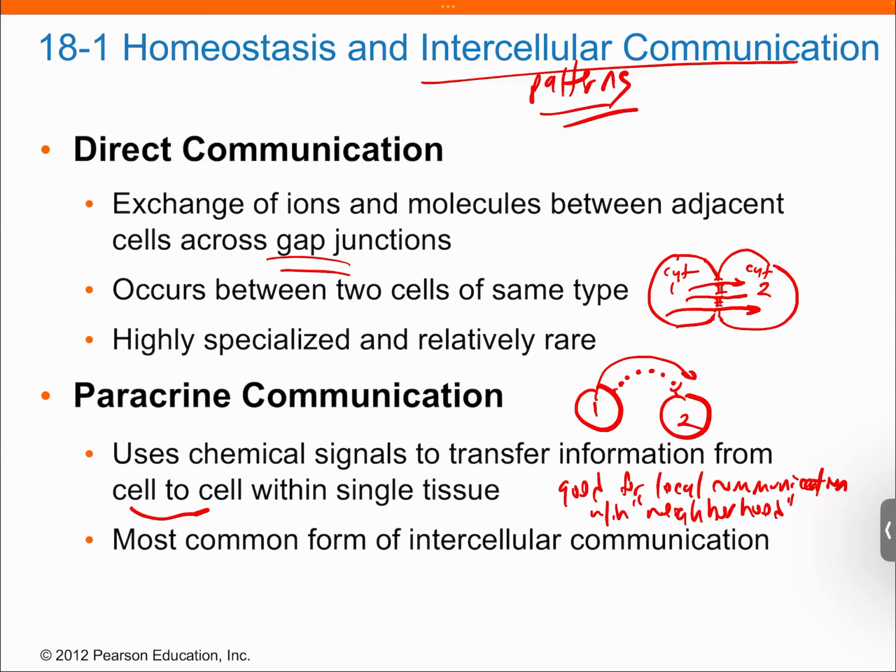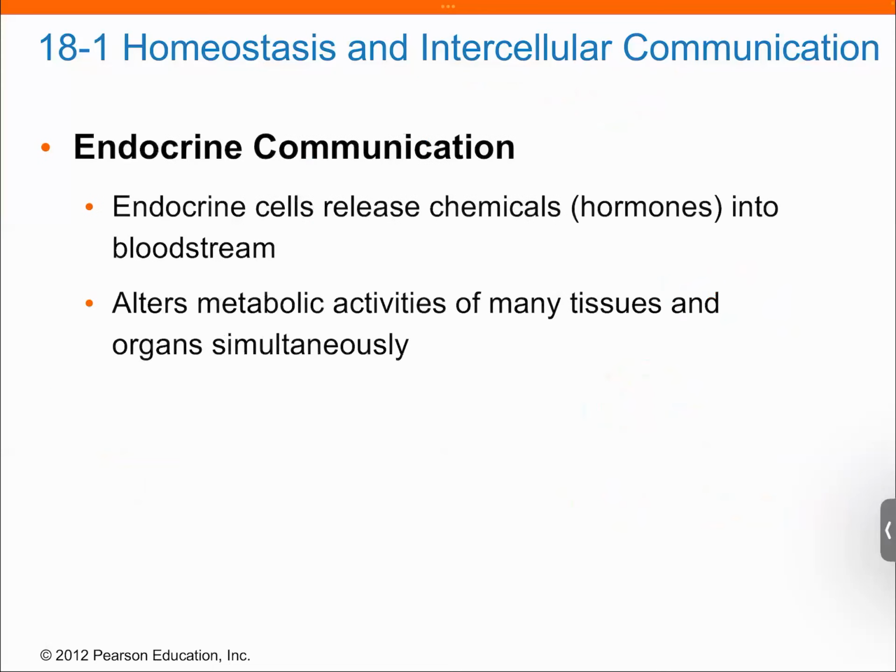It's kind of like going door to door or across the street to your local neighbors, and you're communicating with them in a very local fashion. That's going to work if you're very local, but it's not going to work if this signal needs to go to far regions, right? If I have a particular message that I need to deliver across the country, this door-to-door thing is not going to work, is it? I need a slightly different strategy. And that's basically where we get the endocrine system. This is for long distance communication.